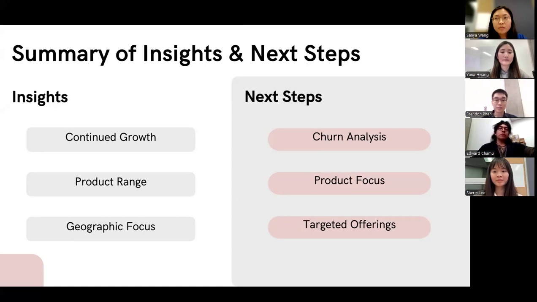For our next steps, we first plan to examine the provided dataset in greater detail to uncover key factors behind customer churn. After that, we hope to identify the product categories and lines that drive repeat orders. To answer the last key project question, we will develop specialized packages to attract and retain specific customer segments. With the completion of those steps, we will have addressed all of the key project questions.